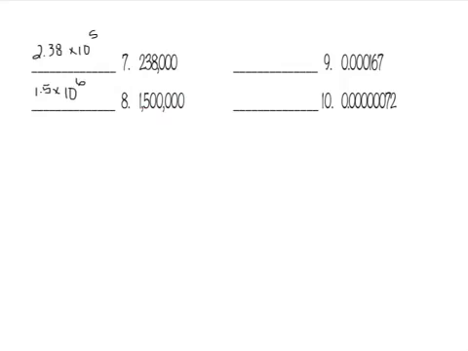On number 9, we have a number smaller than 1, and so we're going to move the decimal to the right, 1, 2, 3, 4. So this is going to be 1.67 times 10 to the negative 4th. Finally, for number 10, we're going to move the decimal to the right, 3, 4, 5, 6, 7. Well, this one's going to be 7.2 times 10, the power gets smaller, to the negative 7th.